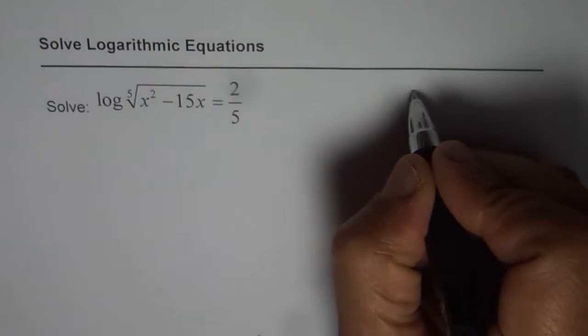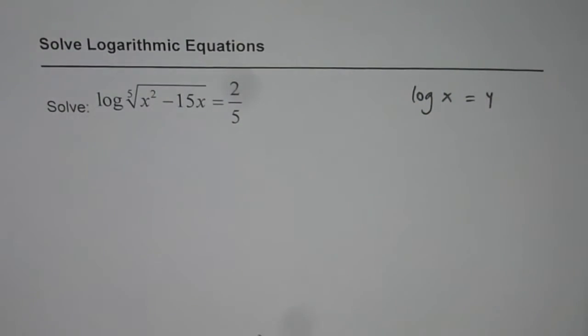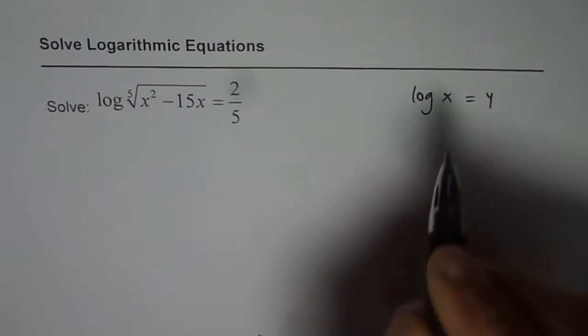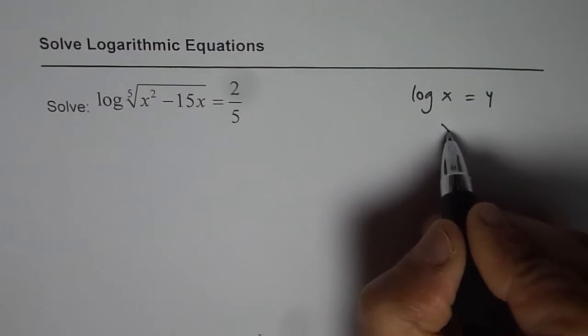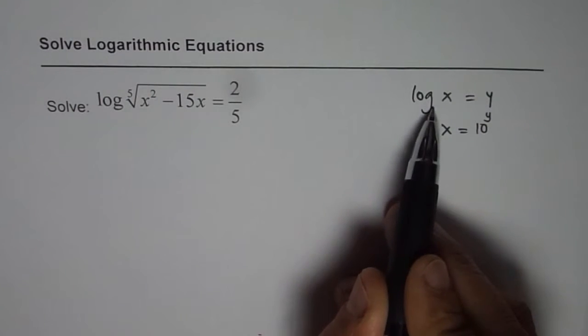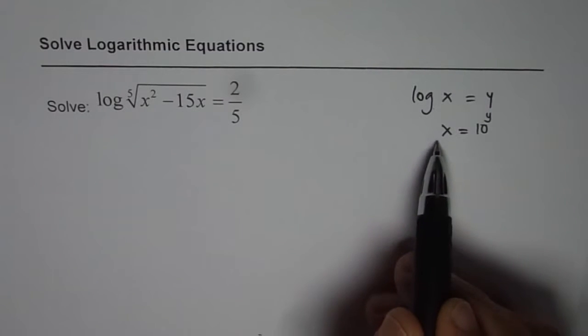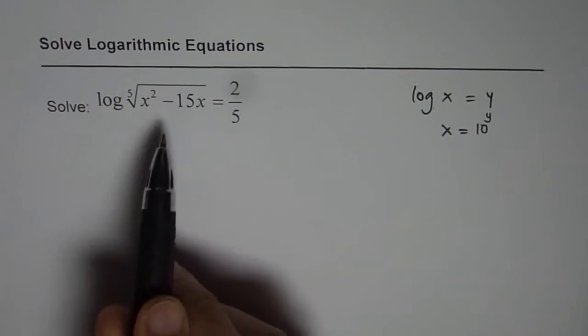I hope you remember, if you write log of x equals y, it means, in exponential form, we can always write this as x equals 10 to the power of y, where 10 is the base of this log. So we are going to use this property of logarithms, writing logs in exponential form, to start with.